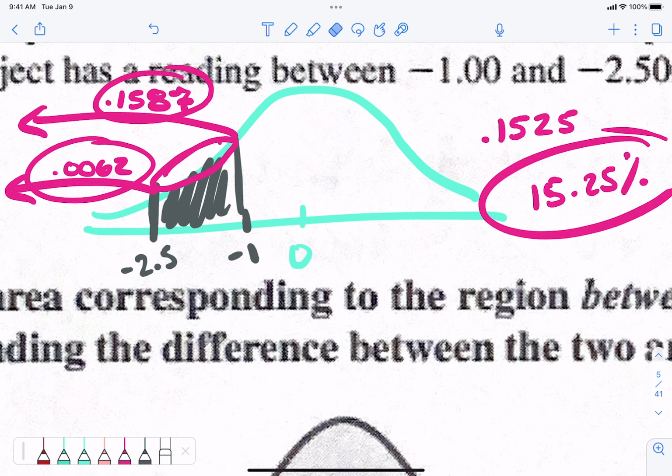Does that make sense? If you have a positive and a negative, you would still subtract. Everything goes to the left. Just still leave everything to the left. We'll go through that.